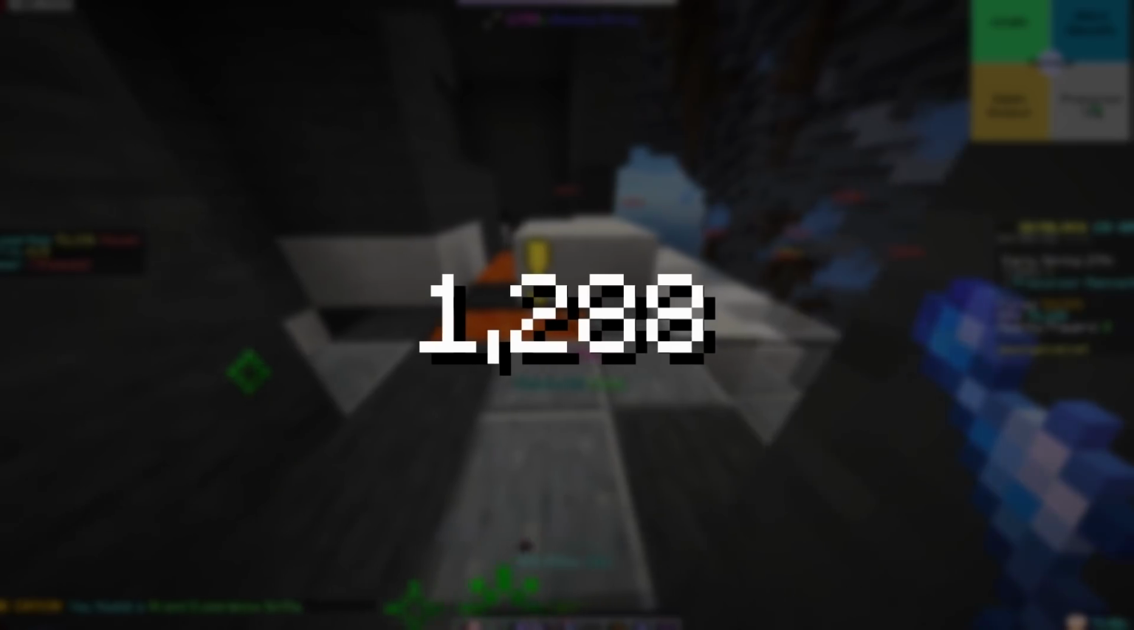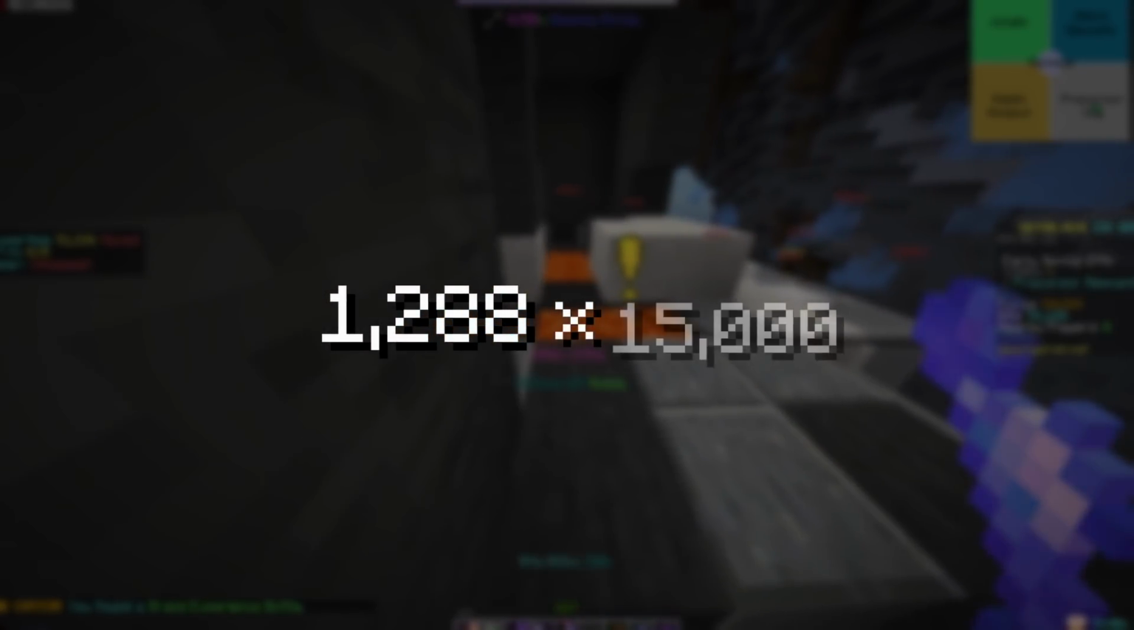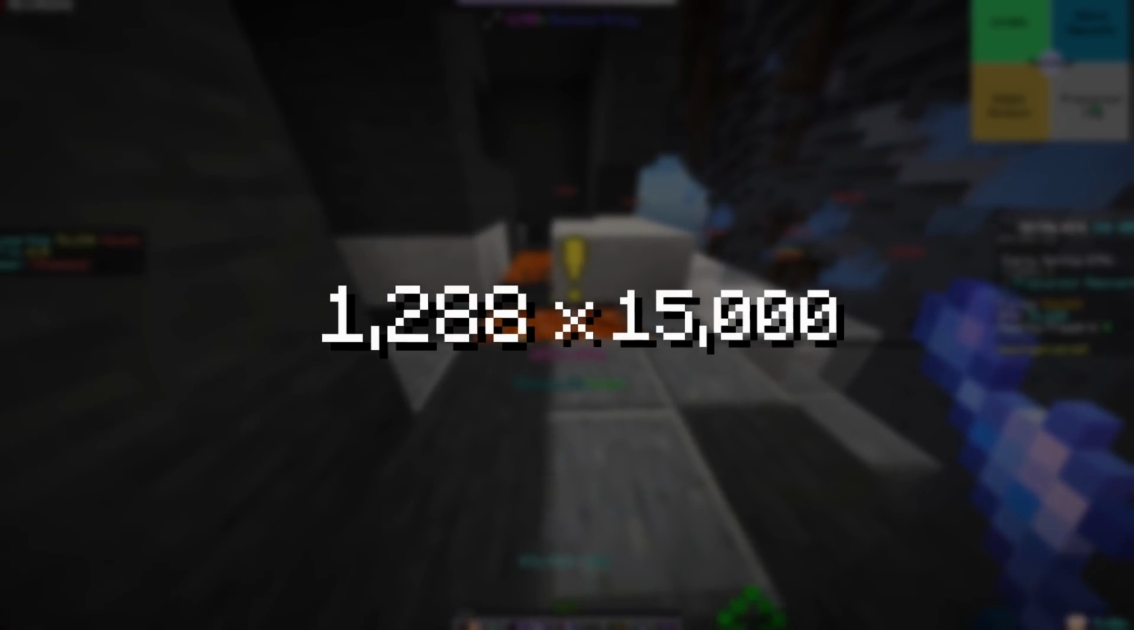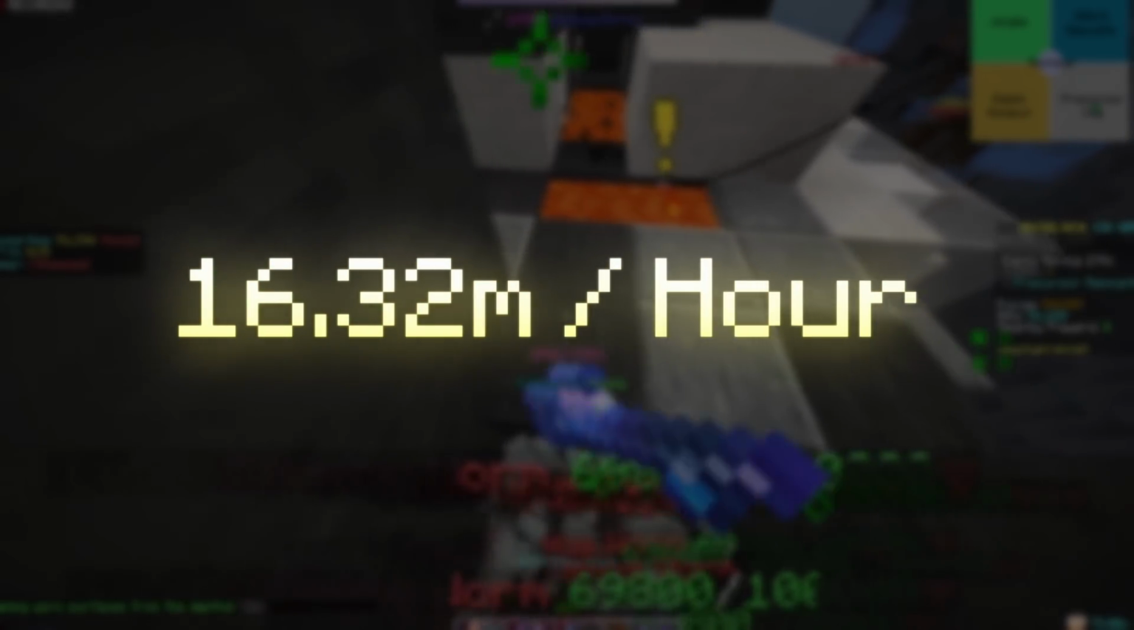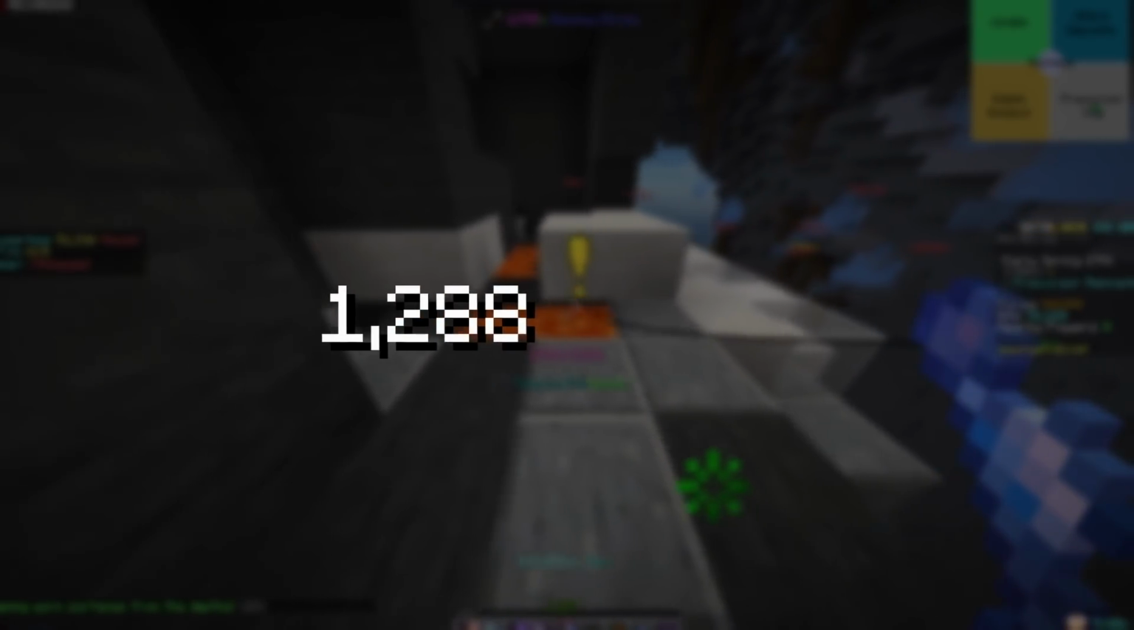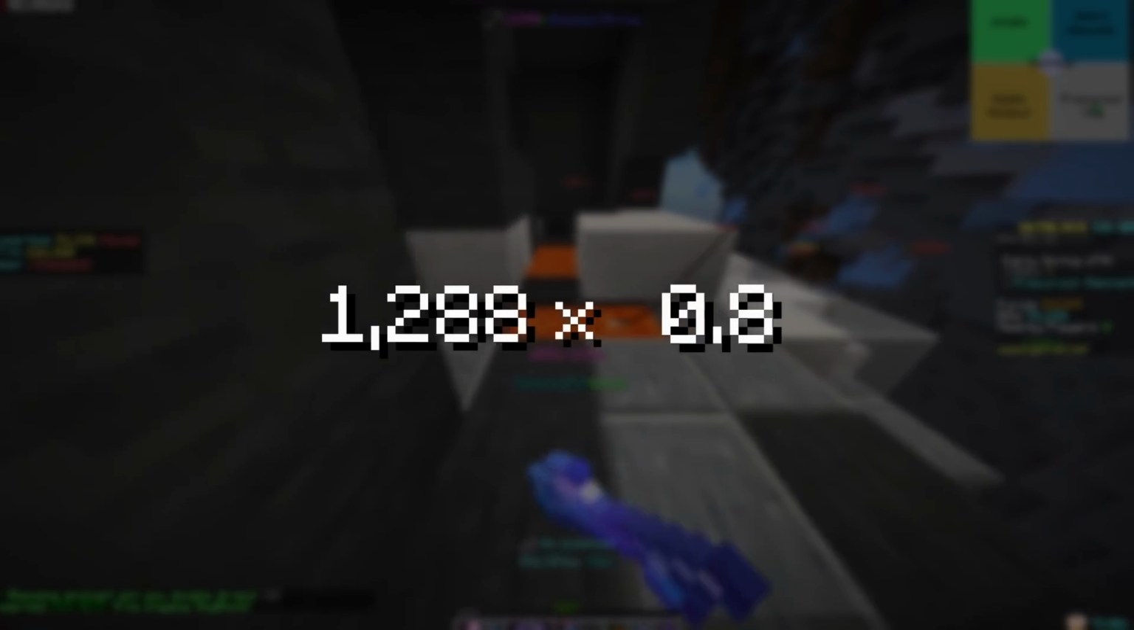Now we multiply that by the value of 15,000 coins per worm, and we get that you'll make on average 16.32 million coins. This is assuming your sea creature chance is actually 100%, but if it isn't, just multiply this value by your sea creature chance. So if you have an 80% chance, just multiply this by 0.8.